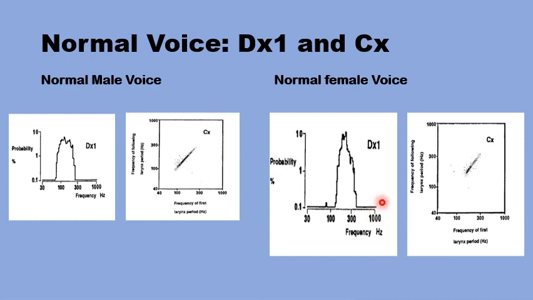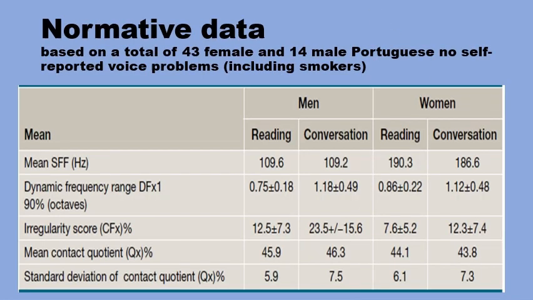And the same for the females, you would have higher frequency here. The speech fundamental frequency central tendency would be above 200 or so, and again the scatter plot would show that the diagonal line would have most of the points, indicating a regular cycle by cycle variation in the fundamental frequency. And these are some of the normal data for adult males and females with normal voices, including smokers. It shows the mean speech fundamental frequencies in Hertz.